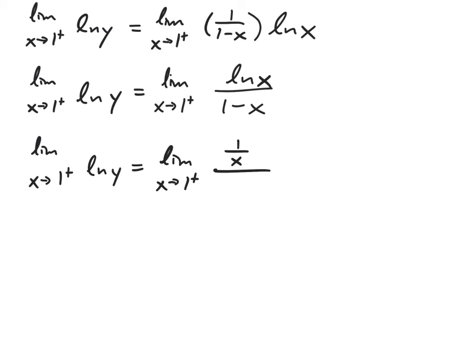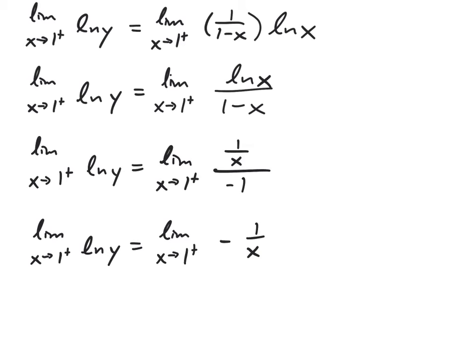Then that's going to be all over the derivative of 1 minus x. Well, the derivative of the 1, of course, is 0. The derivative of negative x is negative 1. So it's all over negative 1, which I can just clean up a little bit to just write it as negative 1 over x.